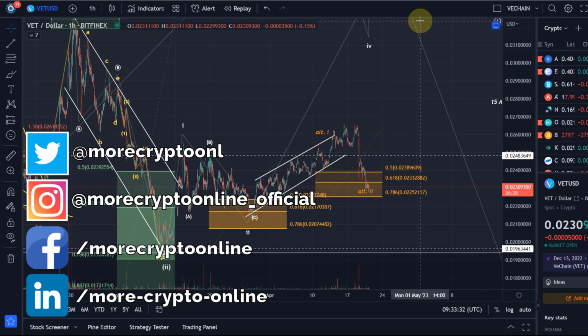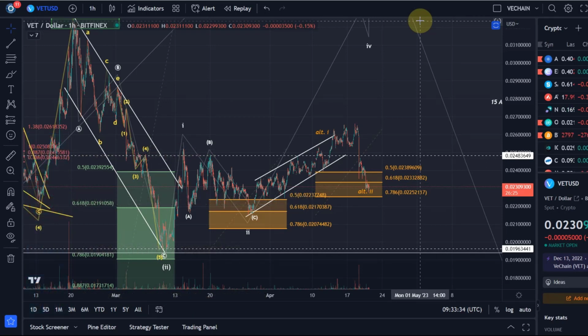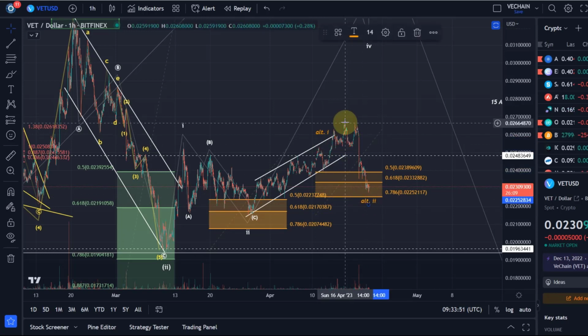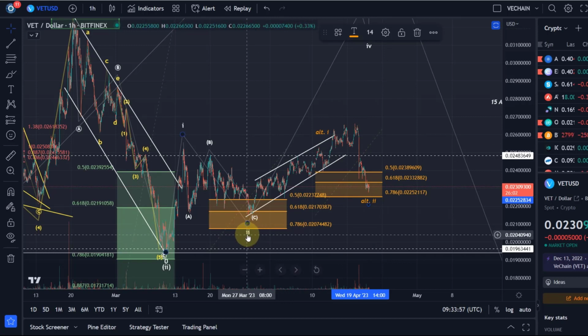VeChain is also coming down. I did give you a support area for this alternate count in one of the previous videos, but the question now, as for many of these coins we're dealing with, is this move down a wave 2? It actually looks a bit too impulsive for a wave 2. Or is it going to be a larger reset of this wave 2?